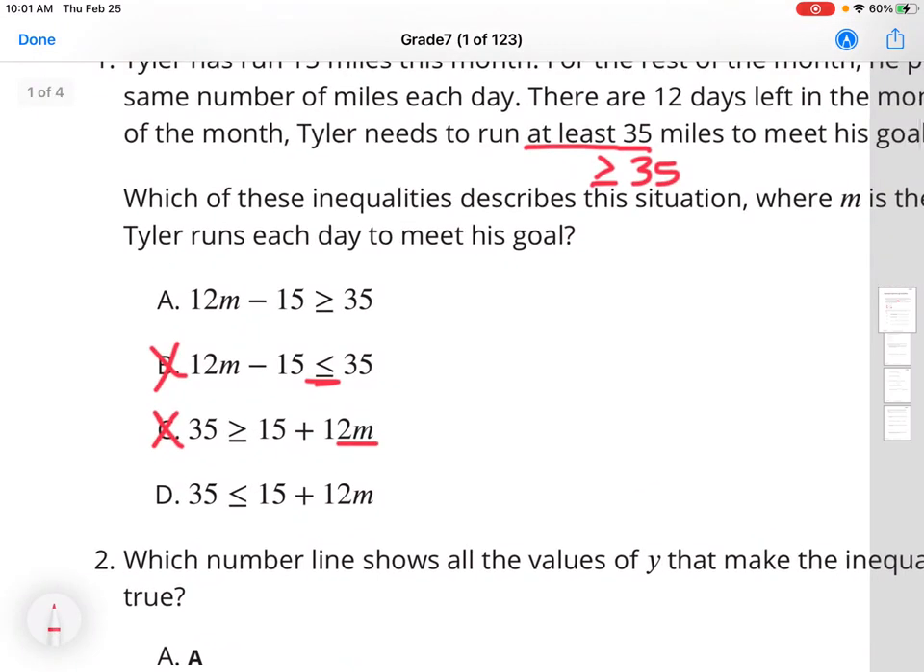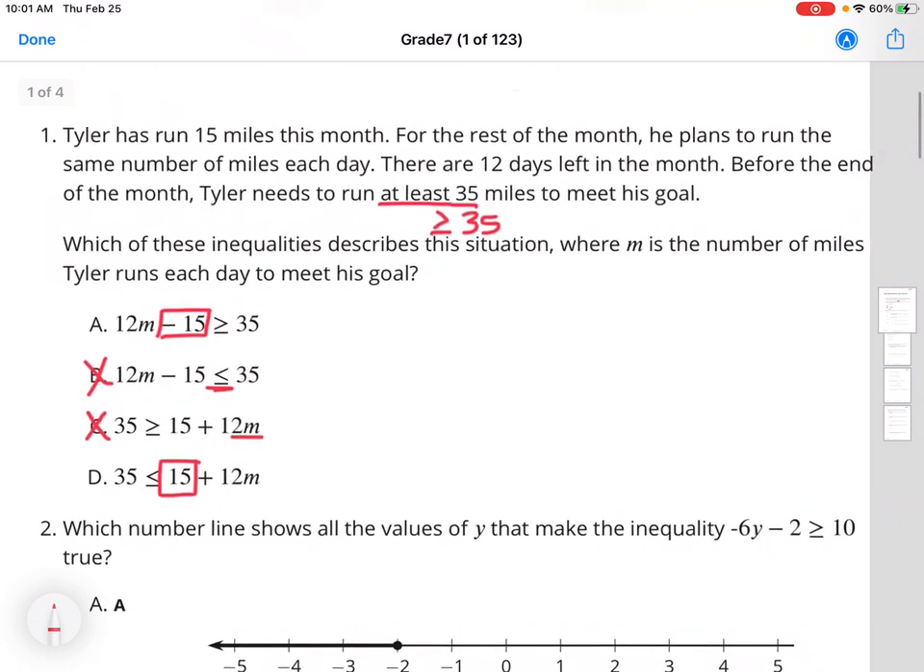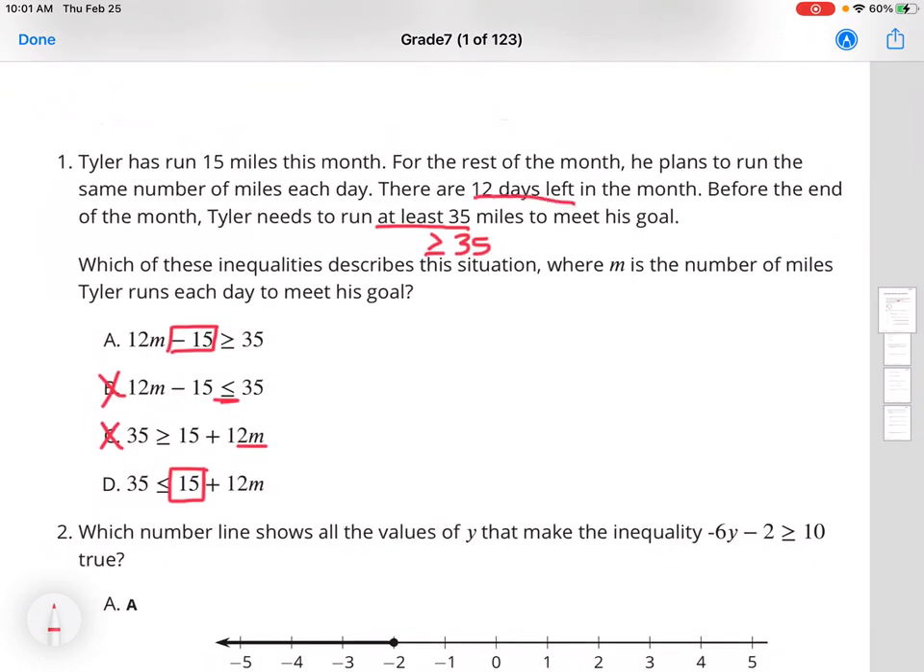So the only difference between A and D is that I have a negative 15, and then I'm adding 15, so it's a positive 15 on D. And then my 12m. Since there are 12 days left in the month, and he's running the same number of miles each day, then the 12m represents the miles per day for 12 days.